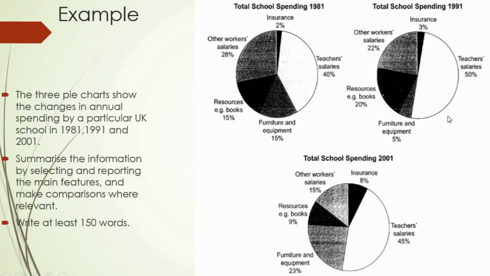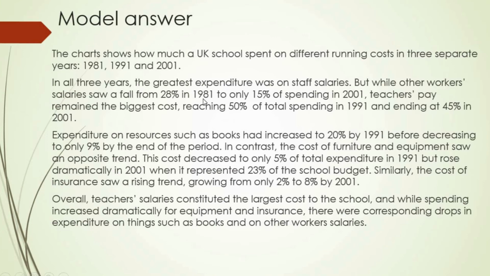So as I already described to you, salary was a major concern which is mentioned in body paragraph 1, that teachers' salaries increased to 50%, then decreased to 45%. Same thing with the other workers' salary. So this is only explained, nothing different.